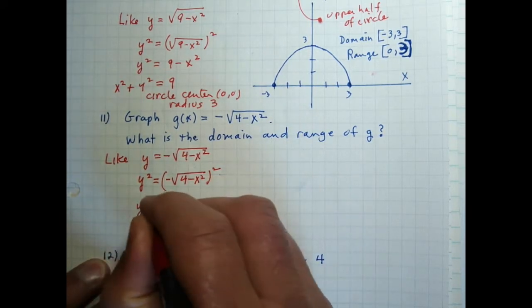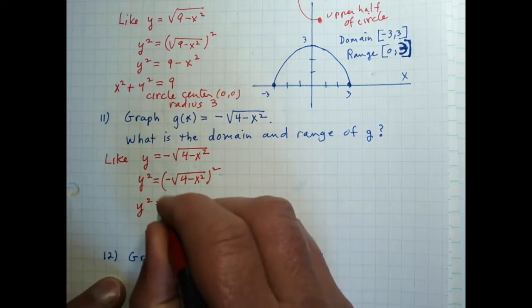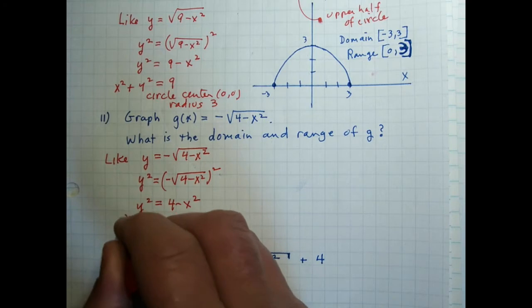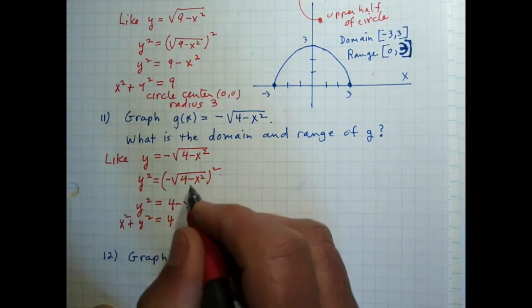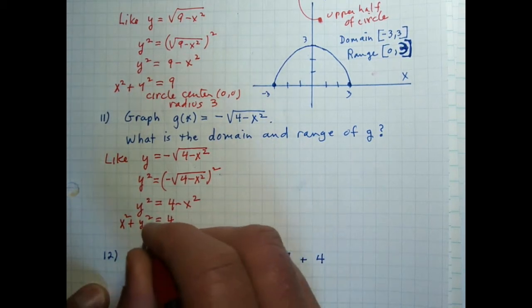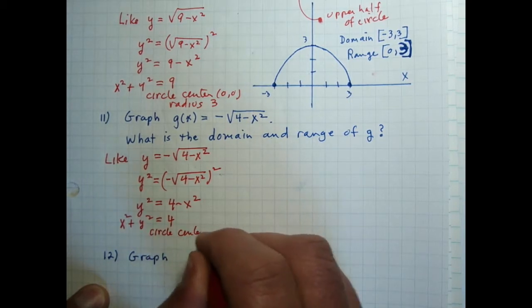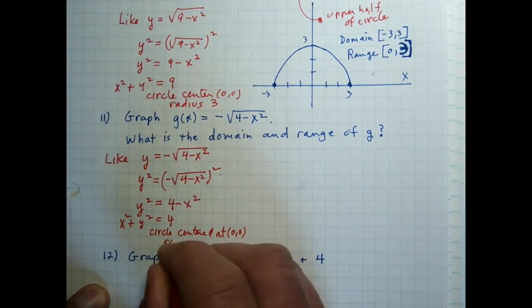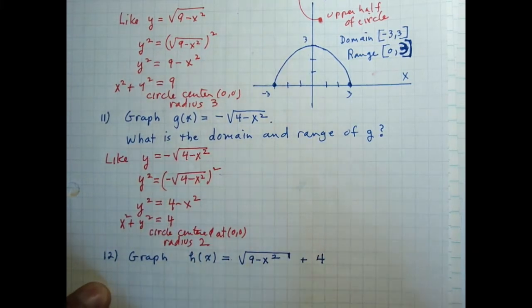I get y squared equals, so a negative times a negative would be positive. Square root sign goes away. 4 minus x squared. Add x squared to both sides. And so I get x squared plus y squared equals 4. Now, this equation is a circle centered at 0, 0, of radius the square root of 4, which is 2.